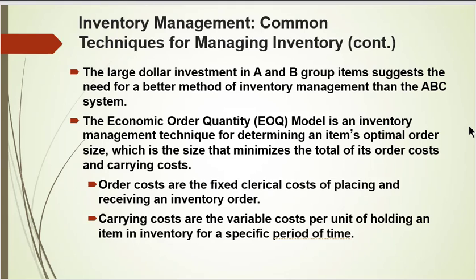So order costs are fixed clerical costs and carrying costs are variable, right? Every time you place an order, it costs X number of dollars. It's fixed. But once we receive that, the costs we have are dependent on how much we have. So it's variable.